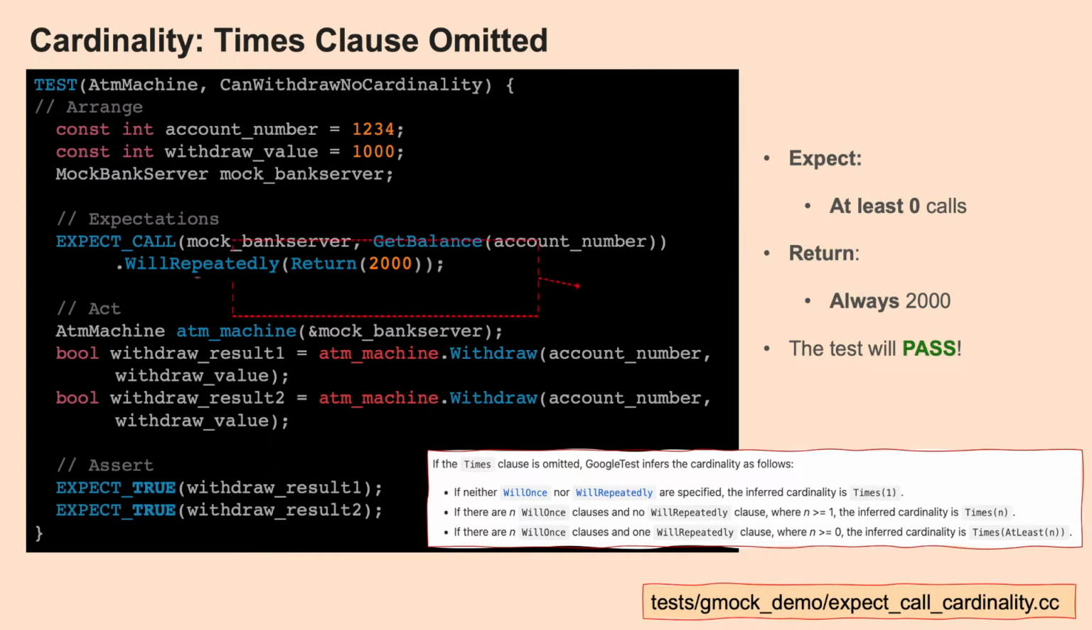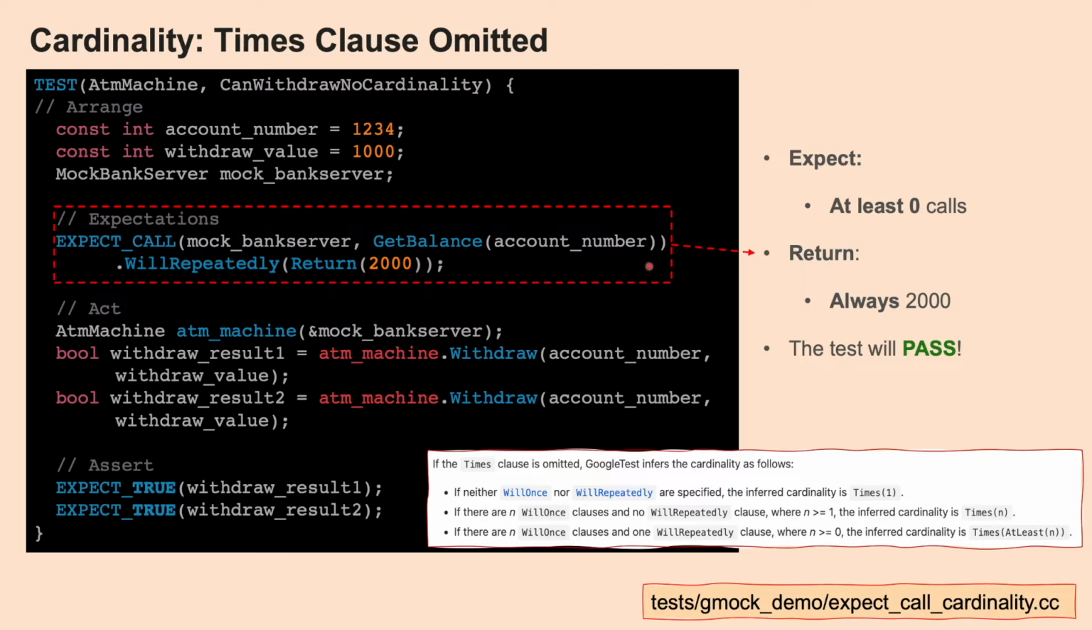Now let's look at this example. In this case, I don't have the cardinality, I don't have dot times, and I have will repeatedly. So here I'm saying get balance, if it was called with account number, should always return 2000. And this falls under the third category, in which case the cardinality is at least 0. So here we are telling Google Test Platform that we expect this call to be called at least 0 times. Therefore, if you go ahead and call withdraw twice, it wouldn't fail the test because it's expected that this call is being called at least 0 times, so 0 or more, and you can verify that both of these two results are true. Again, you can run this example yourself from this path.